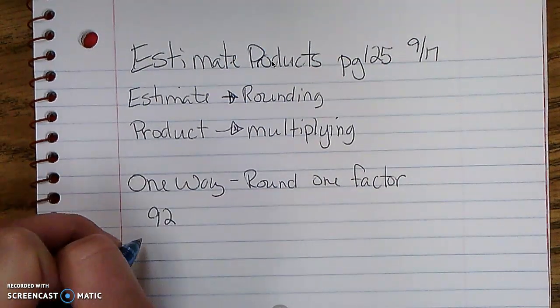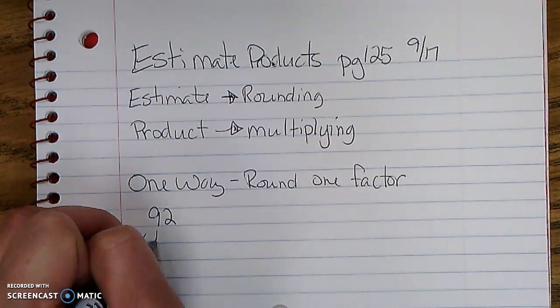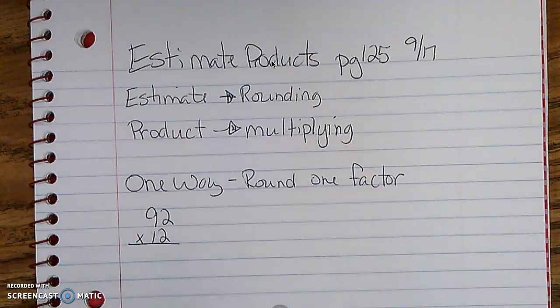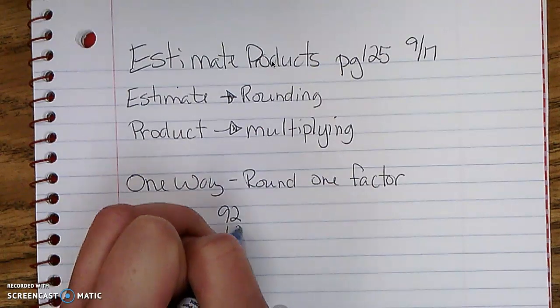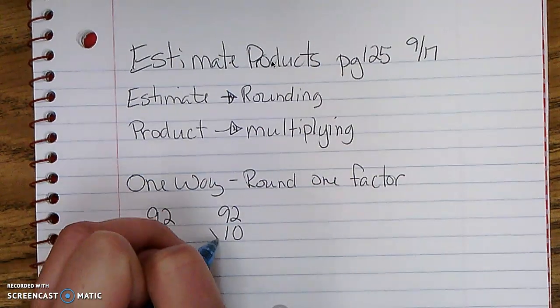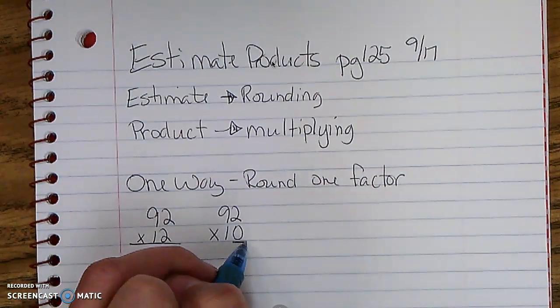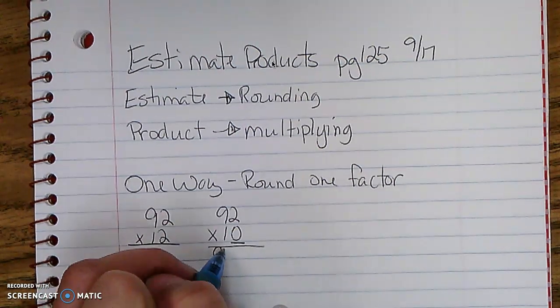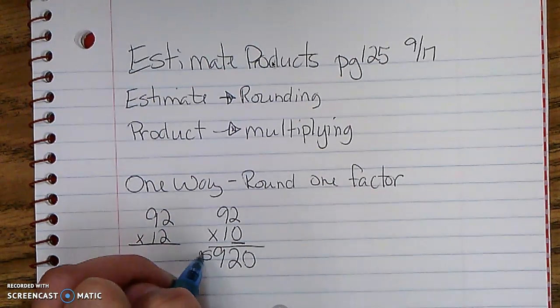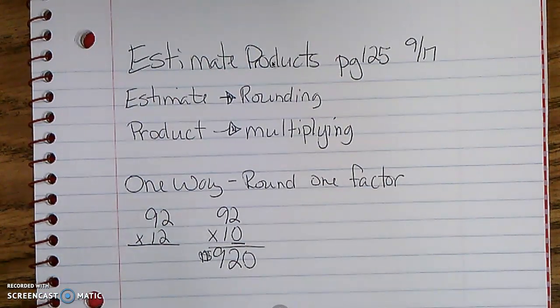So if we had $92 times 12 geckos, we could just leave the 92 and round 12 to 10. We can multiply by 10. That's what we've been working on, right? Factors or products of powers of 10. And so we could easily do this one and say that it's going to be about $920.